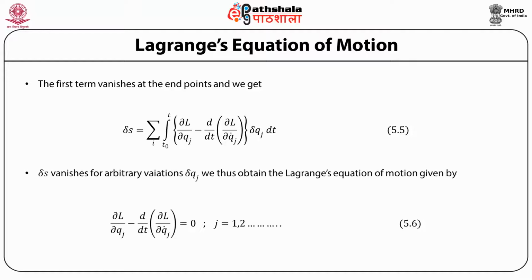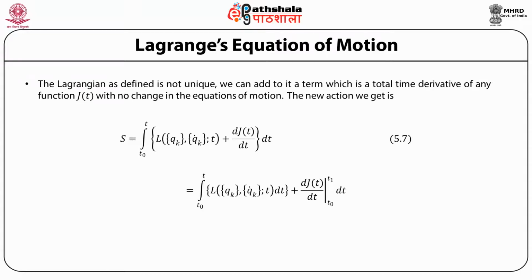Since delta S vanishes for arbitrary variations in the path, we obtain Lagrange's equation of motion, which is given by the integrand being equal to 0. That is, d/dt of the partial derivative of L with respect to qj dot, minus the partial derivative of L with respect to qj, is equal to 0 for all j from 1 to n. These are the Lagrangian equations of motion obtained from Hamilton's principle.